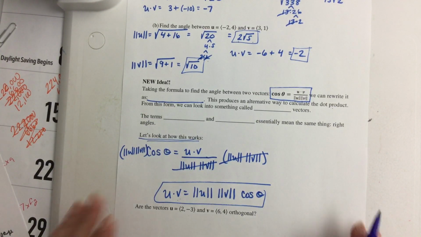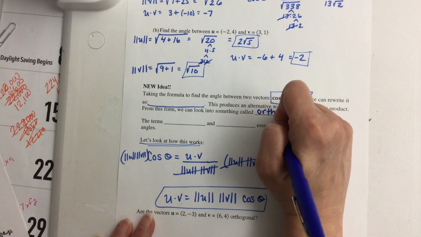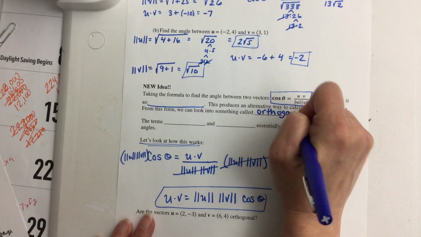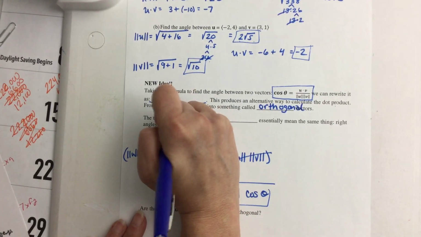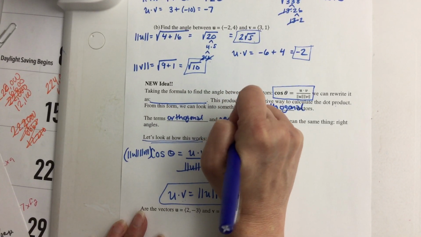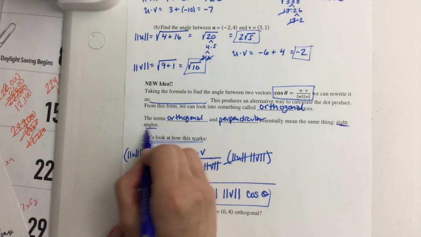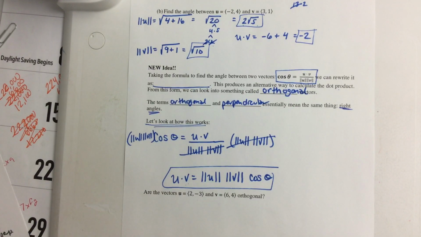From this form, we can look into something called orthogonal. So another fun word, orthogonal vectors. The terms orthogonal and perpendicular mean the same thing. It means that you have a right angle. So what they're doing is just expanding your vocabulary rather than saying these two vectors are perpendicular, meaning they form a right angle. They're calling them orthogonal. Kind of cool, but that's all that it means.